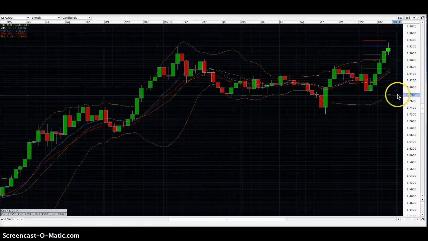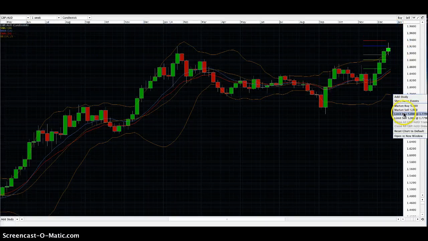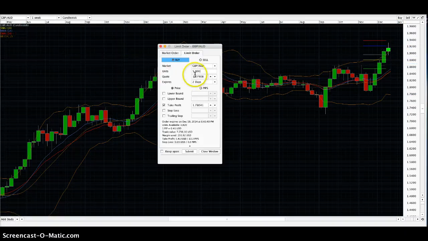I'm staying out. I'll place a dream trade here. I already explained what that means, so I don't need to explain it again. So there's my dream trade.